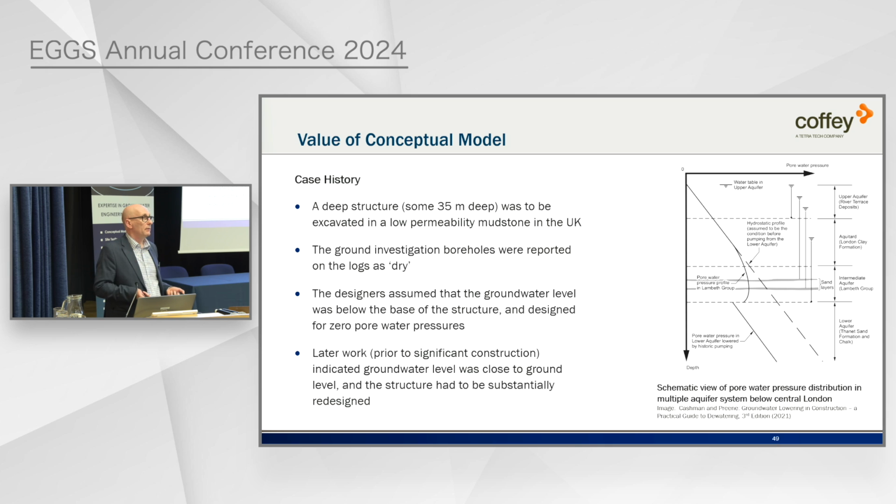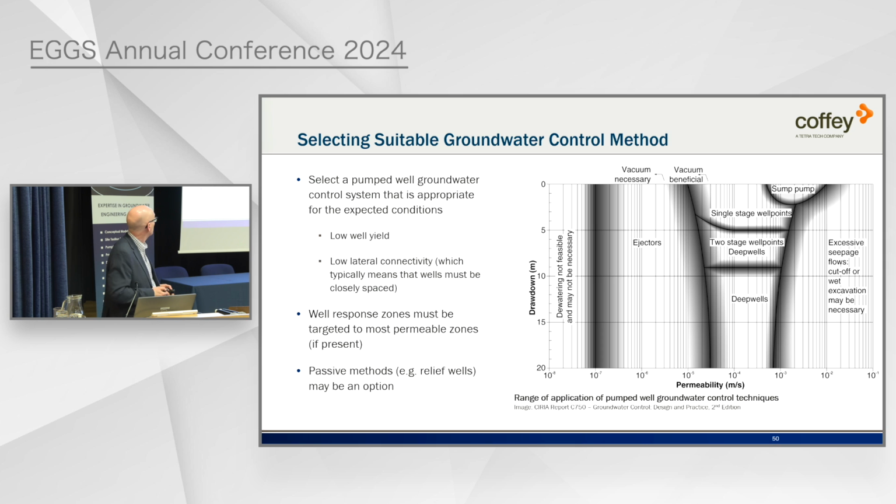So we are here talking about trying to control groundwater, so we need to use groundwater control methods. And in these poor aquifers, we need to select the right method. We need methods that are a good match for the well yield and a good match for the low lateral connectivity between wells. The well response zones must be targeted to the most permeable zones if present. And it's worth saying, I quite like passive methods sometimes, where you're not pumping directly, letting the water overflow.